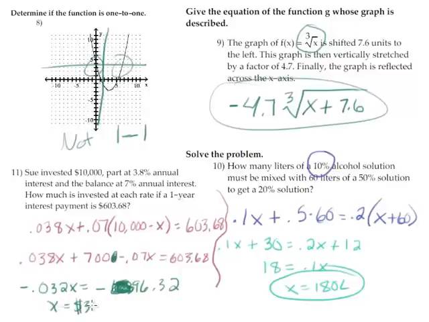So x is the investment at 3.8%. 10,000 minus 3010 will tell us what y is, well, there is no y here, but 6990 would be our amount at 7%. Keep going.